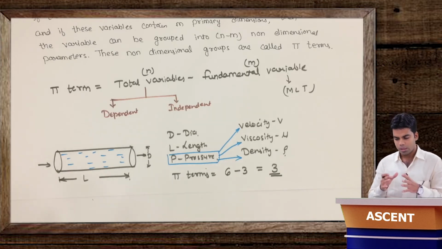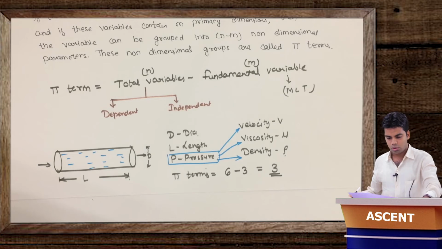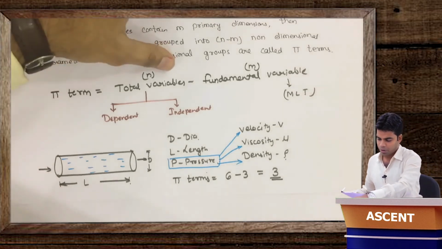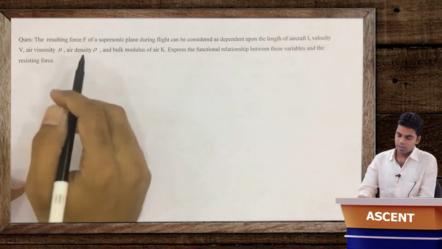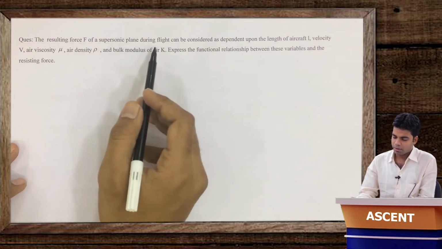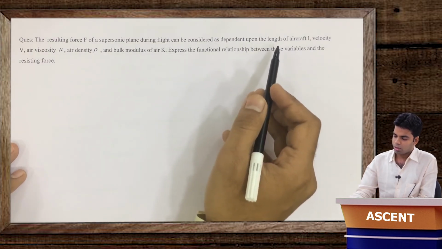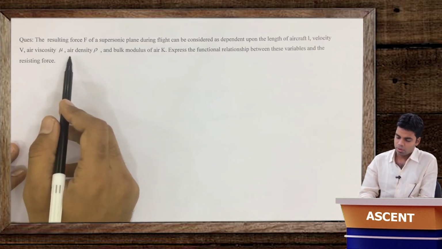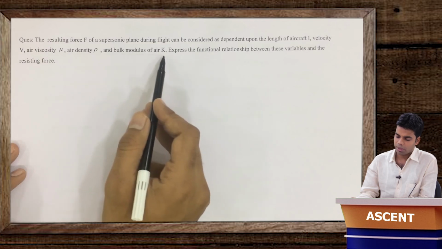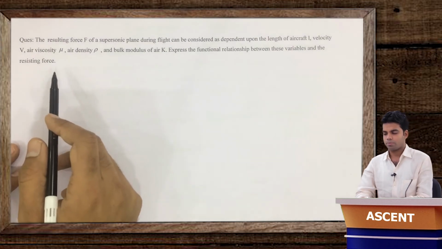Now how it is grouped and how it works, I will explain with the help of one question, and with this question I am sure this will become completely clear. Now this is the question. The resulting force F of a supersonic plane during flight can be considered as dependent upon the length of the aircraft, velocity v, air viscosity mu, density rho, and bulk modulus of air k. Express the functional relationship between these variables and the resisting force.